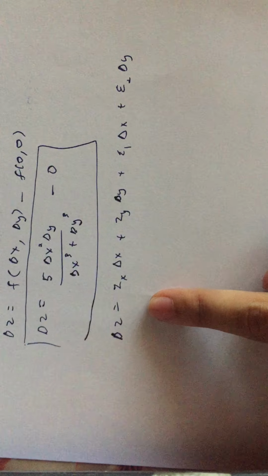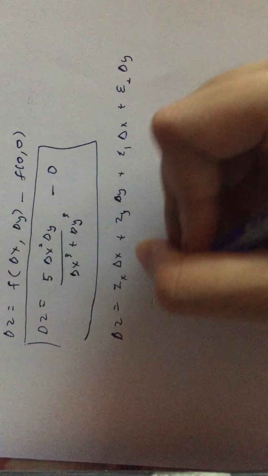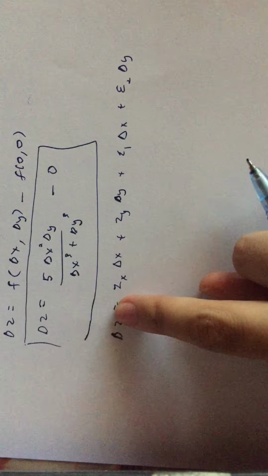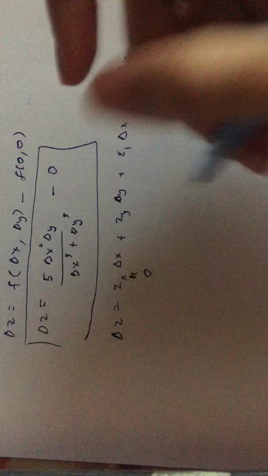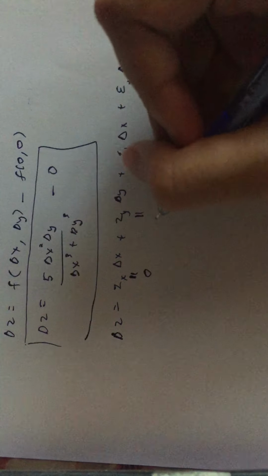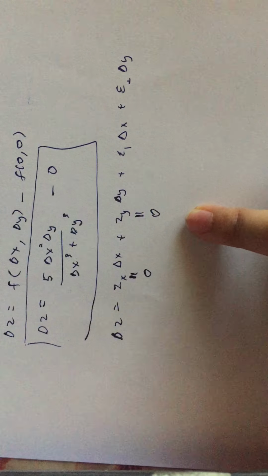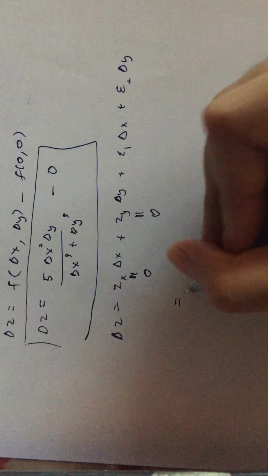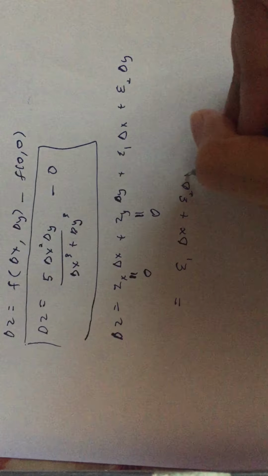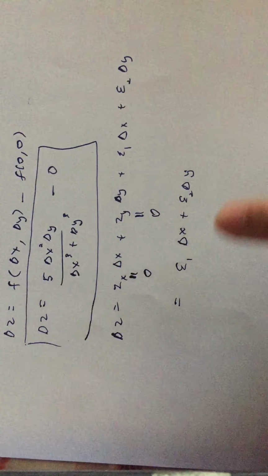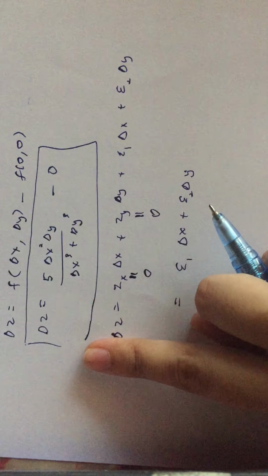So, kalau kita nak try guna this formula pula, zx is equals to 0. So, kita dah cari. And then zy, which is the fy tadi tu, is equals to 0 dekat titik 0, 0. So, we are left with epsilon 1 delta x plus epsilon 2 delta y. So, kiranya kita calculate this delta z dekat titik 0, 0 lah, sebab kita nak compare dengan delta z yang atas ni.